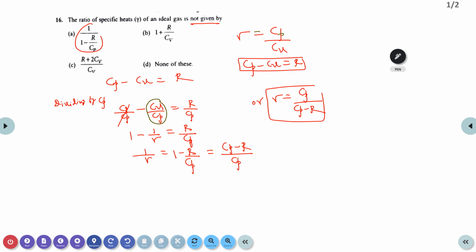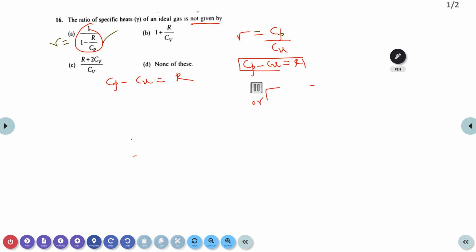This equation, you check it. Right or not? 1 divided by Cp minus R divided by Cp means you are getting Cp divided by Cp minus R. This is also right. It is not wrong. That means we can represent gamma in this form also. Next one, dividing by Cv I am doing.